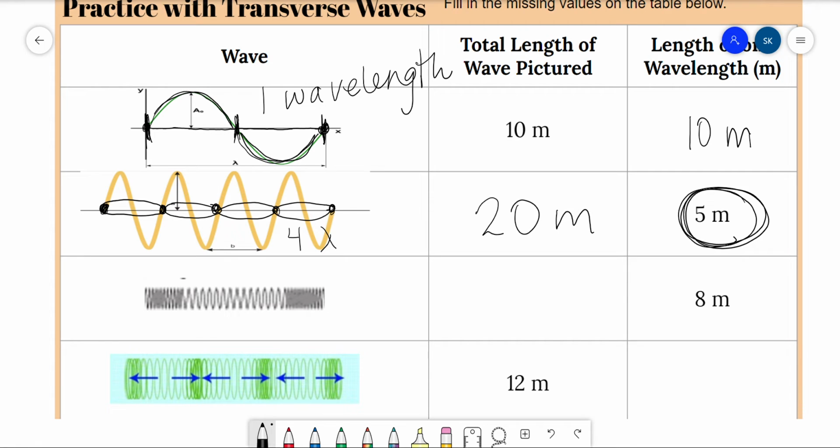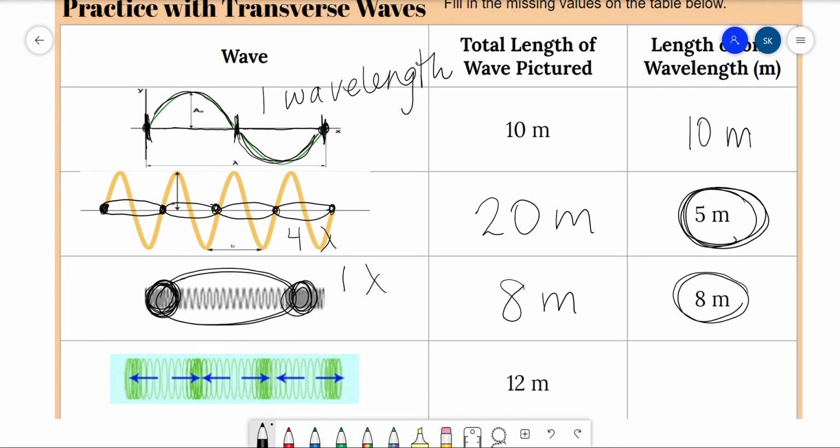Let's look at longitudinal waves. So it's the same thing. We're still looking at, we'll say this is our compression. We want to go to the next part that looks exactly the same. So this is one wavelength. So if the total length of the wavelength is 8 meters, then the total length of the wave pictured is 8 meters.